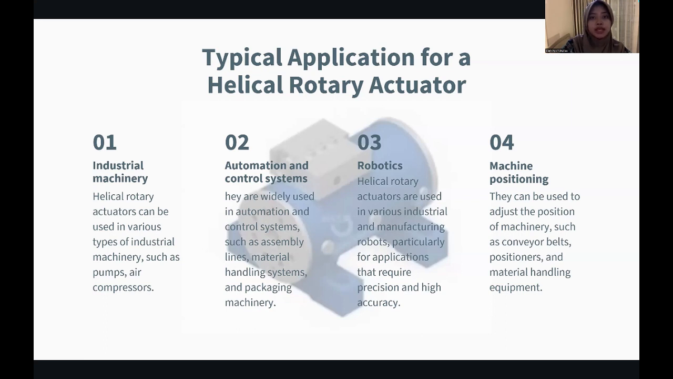Okay, next is typical application for a helical rotary actuators. First, industrial machinery can be used in various types such as pumps or air compressor. Second is automation and control system such as assembly line, material handling system, and packaging machinery. And robotic, helical rotary actuator are used in various industrial and manufacturing robot, particularly for application that require precision and high accuracy. Okay, 4 is machine positioning. They can be used to adjust the position of machinery such as conveyor belt, positioner, and material handling equipment.